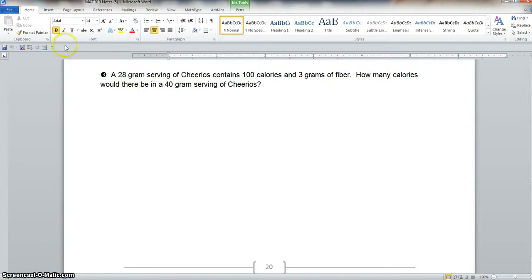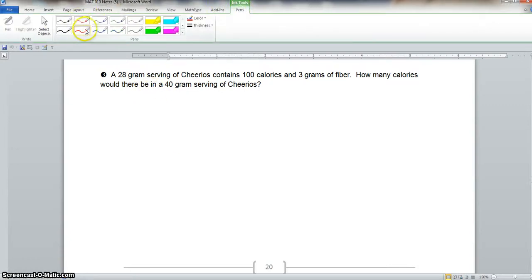Okay, class, picking up where we left off. We have number 3: a 28-gram serving of Cheerios contains 100 calories and 3 grams of fiber. How many calories would there be in a 40-gram serving of Cheerios? First of all, we don't need the 3 grams of fiber. The only things we need are the calories and the grams for the serving.